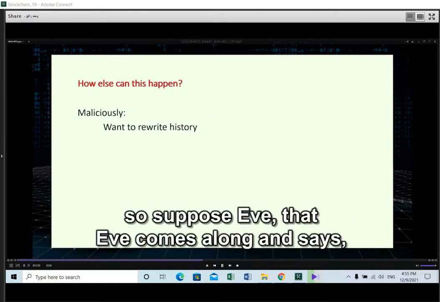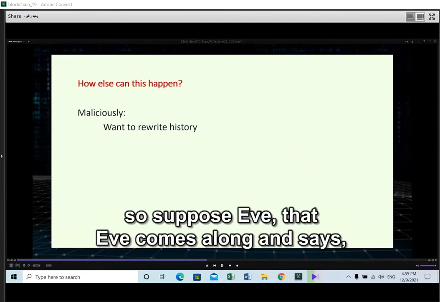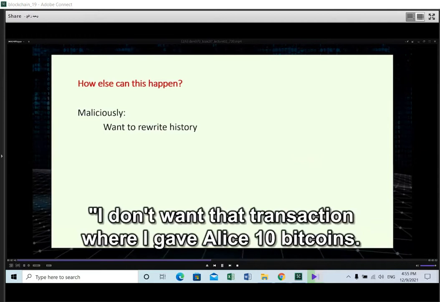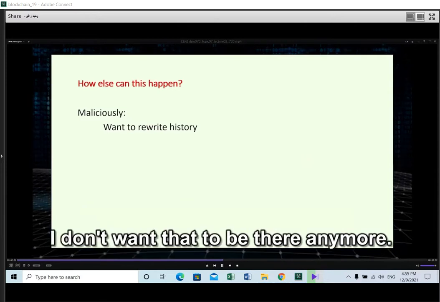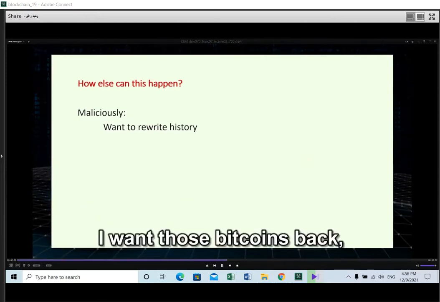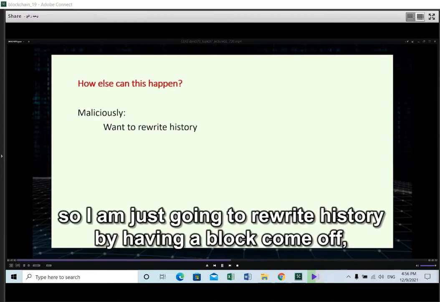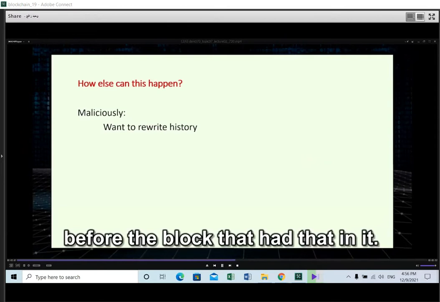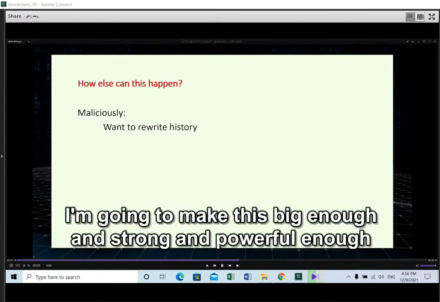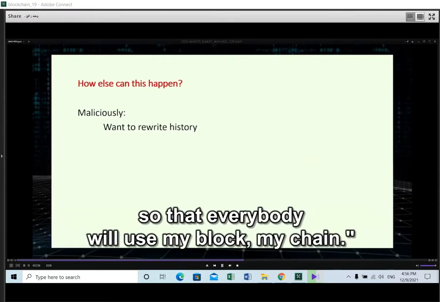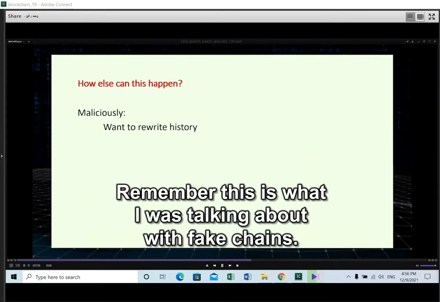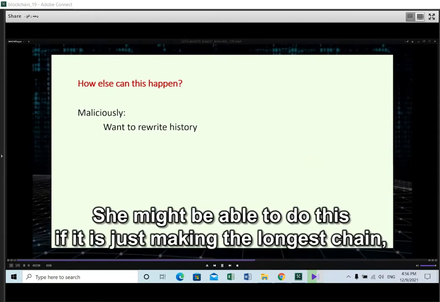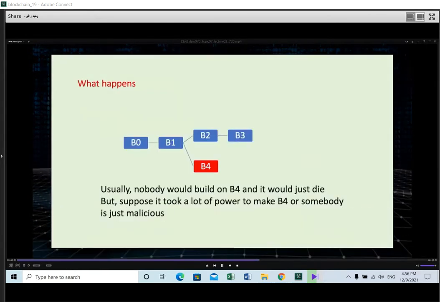So suppose Eve comes along and says, I don't want that transaction where I gave Alice 10 bitcoins. I don't want that to be there anymore, so I want those bitcoins back. So I'm going to just rewrite history by having a block come off before the block that had that in it. And I'm going to make this strong, powerful enough so that everybody will use my block, my chain. And remember, this is what I was talking about with fake chains. She might be able to do this if it's just making the longest chain, but making the longest proof of work is harder. Okay, so what happens in any case?